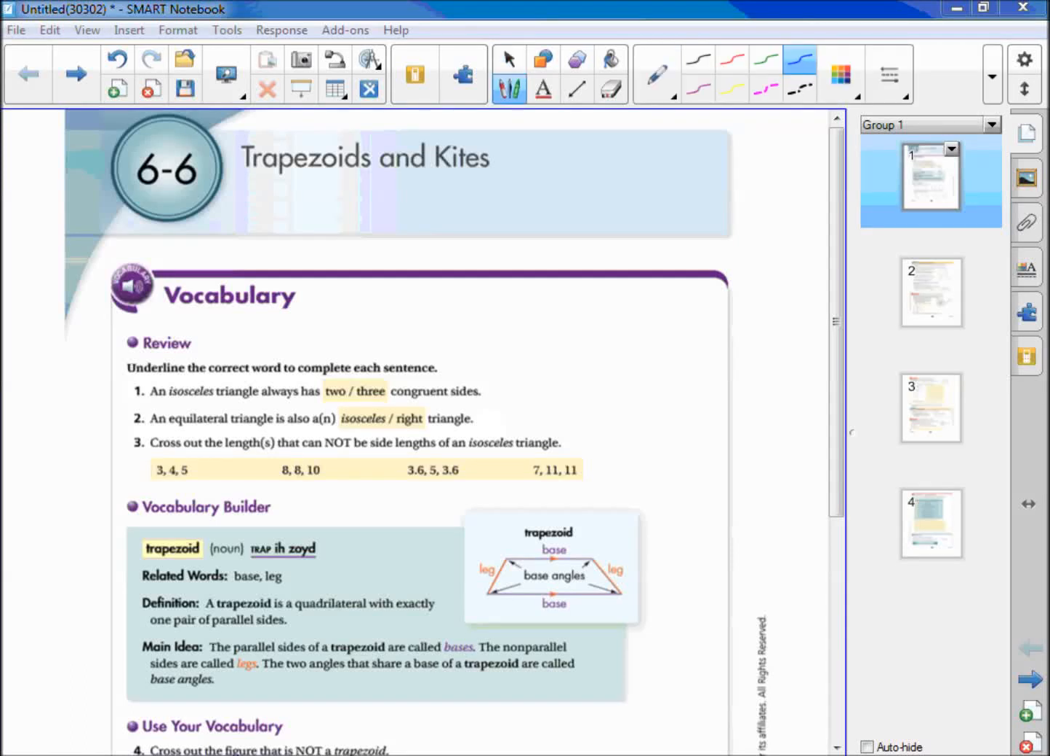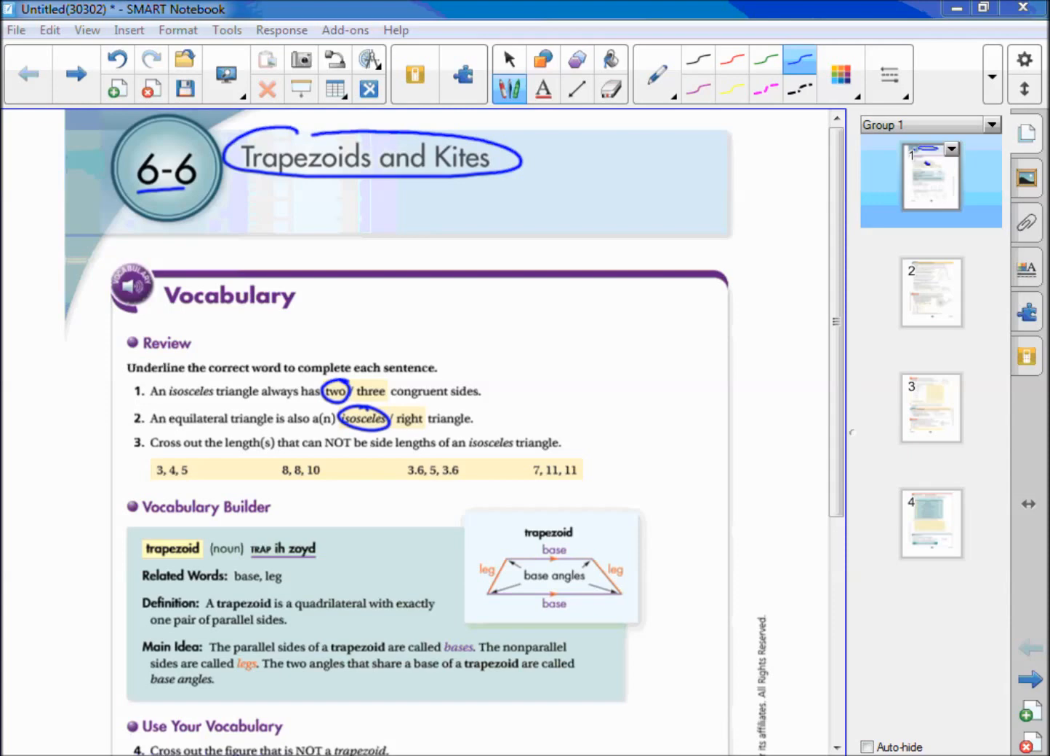Today we're covering section 6-6, trapezoids and kites. All right, so we have some vocabulary. Underline the correct word to complete each sentence. An isosceles triangle always has two congruent sides. Remember, it could have three, but it must have at least two. An equilateral triangle is also an isosceles triangle because it has two congruent sides.